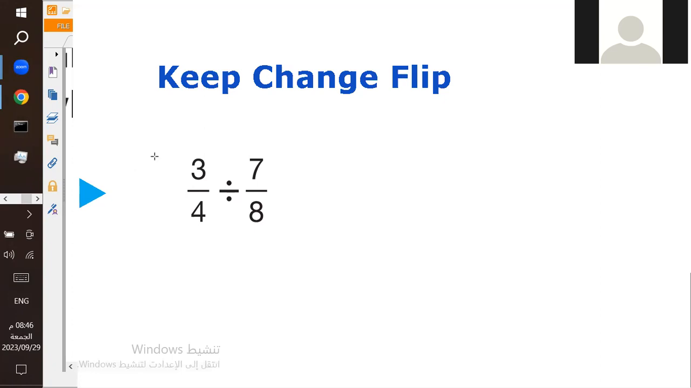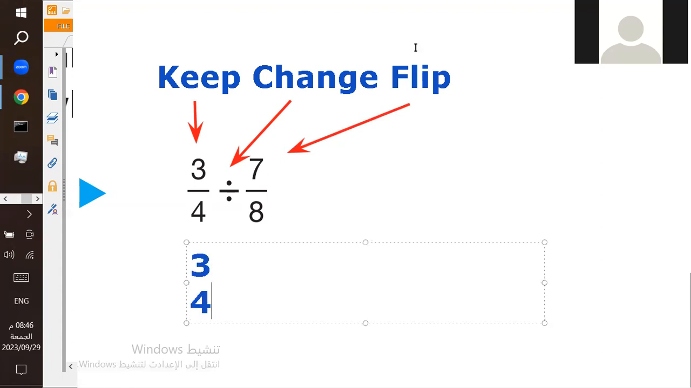Now, if you have two fractions, it means you're going to keep the first one. And by keeping, I mean write it as it is, like this. And then change the sign into multiplying. And then flip the last fraction. So the first fraction, we're going to keep it, so it's going to be the same, 3 over 4. The first one we keep as it is. Okay. That's why we said keep.